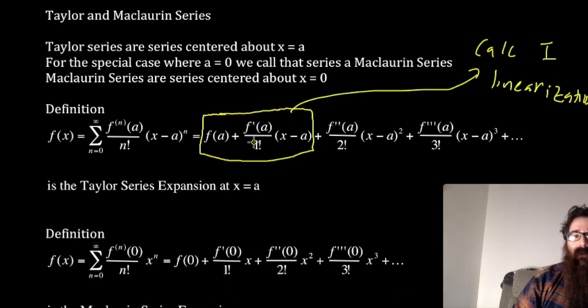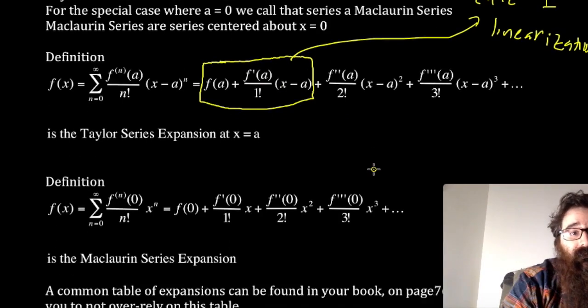We didn't really worry about dividing by 1 factorial back when we were in Calc 1, because you could say, well, 1 factorial is 1, so I don't really need it. We would just have f at a plus f prime at a times x minus a would be our linearization function. But I can actually better recognize the pattern here and continue it to start talking about Taylor series, which is great.